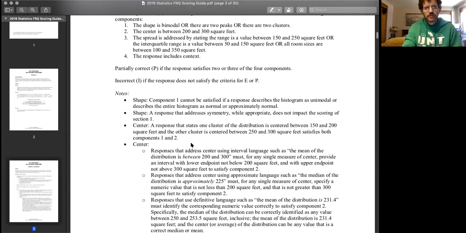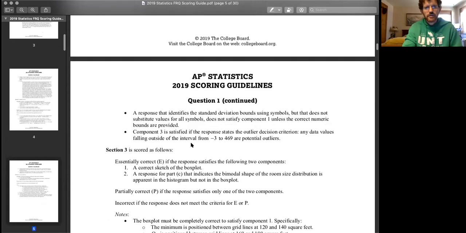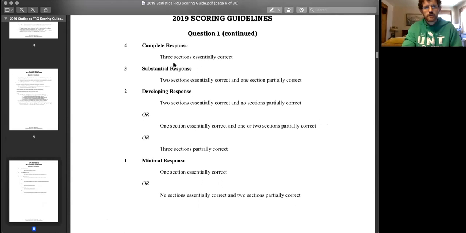And the combination of those, if I scroll down a little bit, when you look at the entire FRQ, you get a 4 if all 3 sections were essentially correct, 3 for 2 sections, well, you can read it. So based on the E's, the P's, and the I's, you get a 4, 3, 2, or 1.